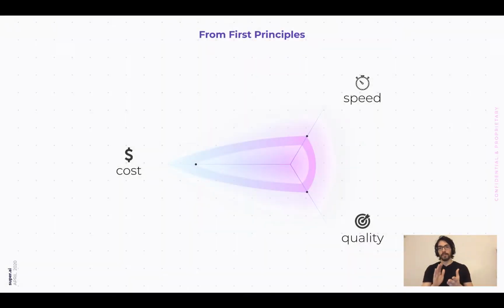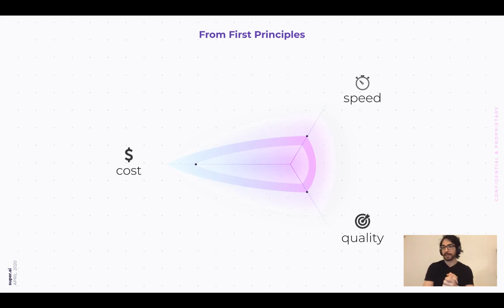So let's just start from first principles. If you decompose what it means to have high quality labeled data, well, there's three things you need to consider: the quality, the cost, and the speed. These are the most important variables in the real world.